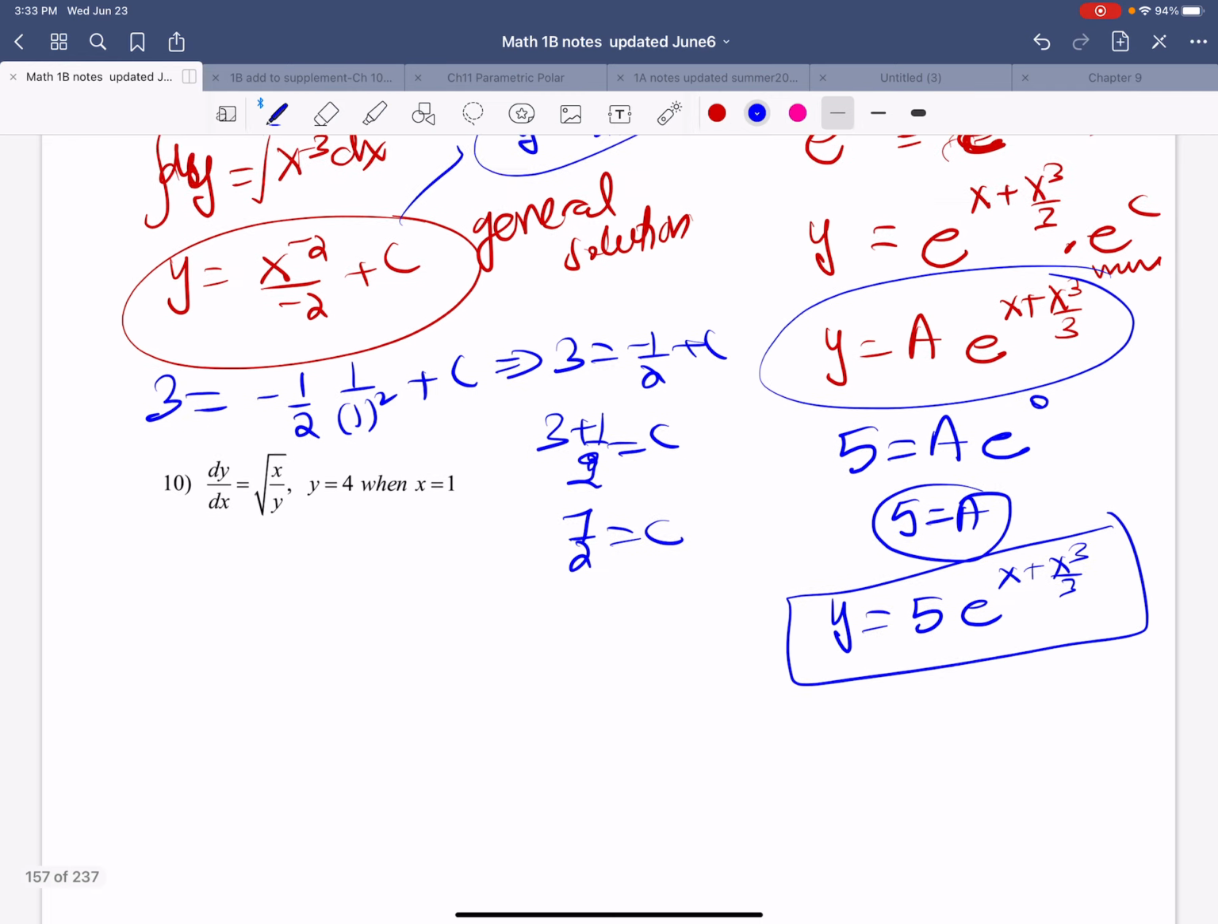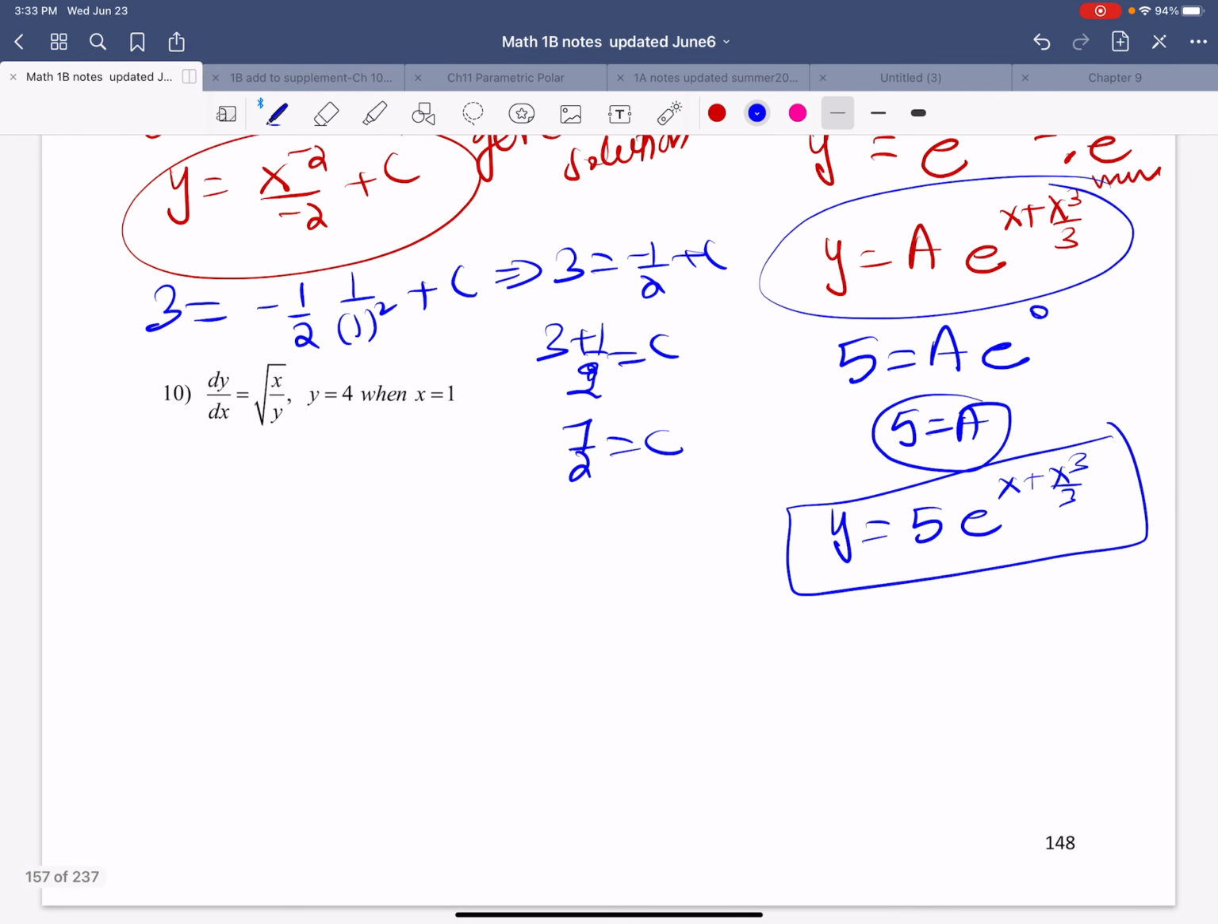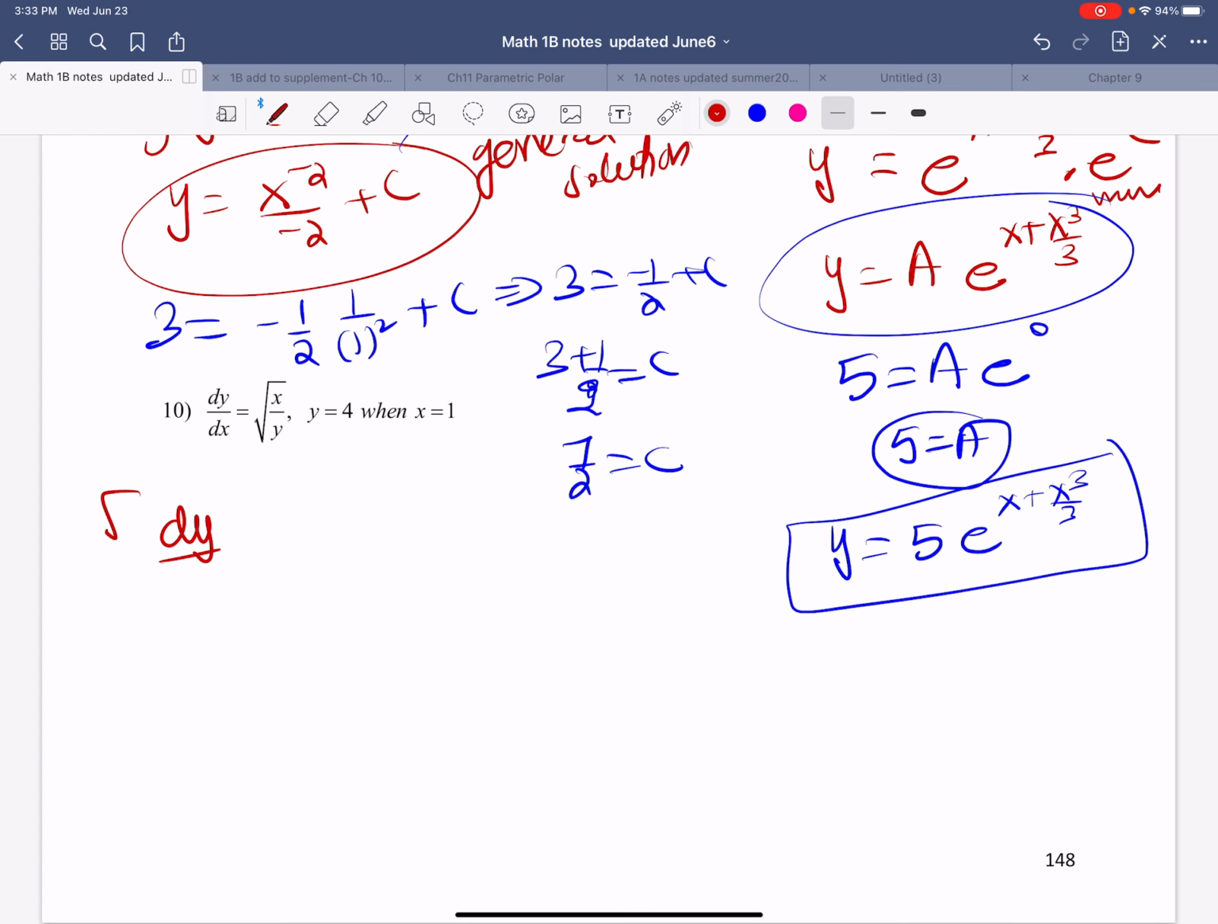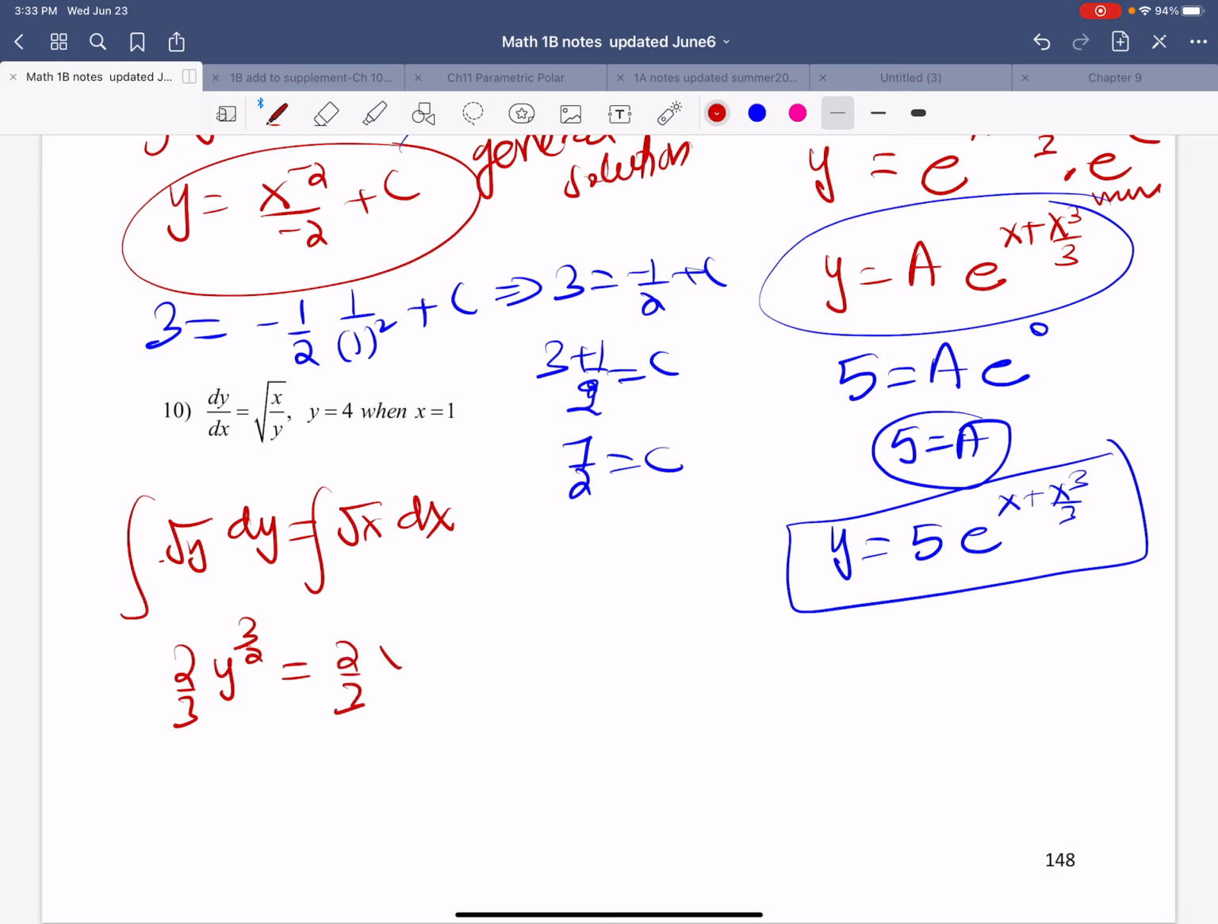Let's check out one more example, number 10. Here again, we do have a separable differential equation. I'm going to separate the variables: square root of y dy is equal to square root of x dx. Time to integrate. What is the integral of square root of y? That's going to be 2/3 y to the power 3/2, equals 2/3 x to the power 3/2 plus c.